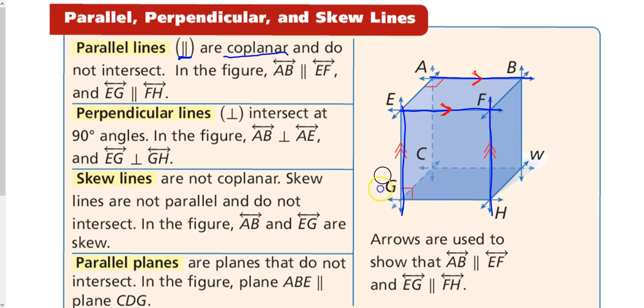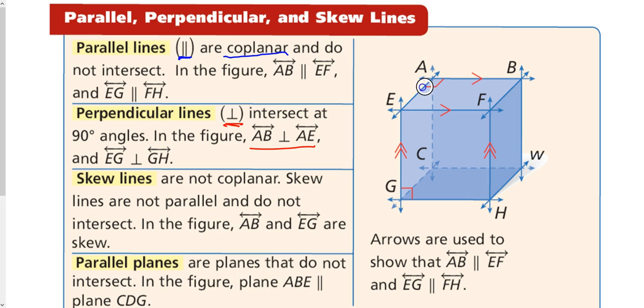Perpendicular, remember, means that they form a right angle. We use the upside down T to indicate perpendicular whenever we write it out. So AB is perpendicular to AE. Over here on lines AB and AE, I put this little box in it to show that they are perpendicular because they make 90-degree angles.